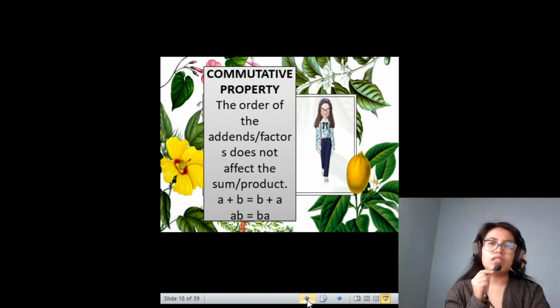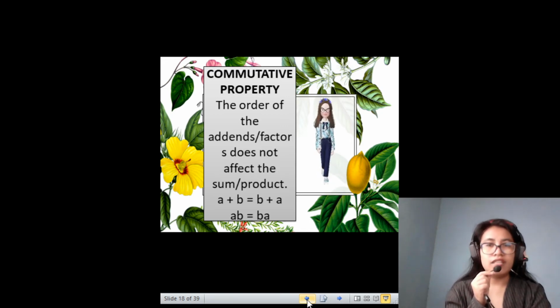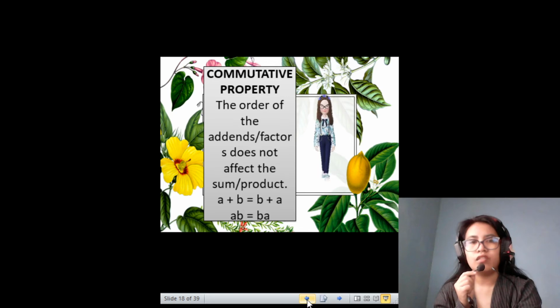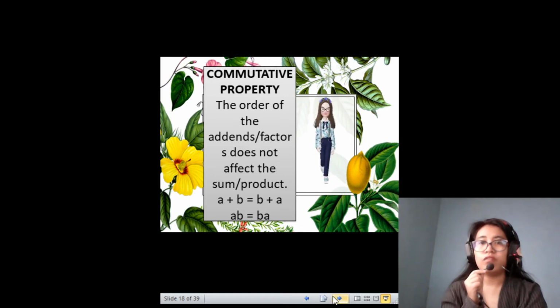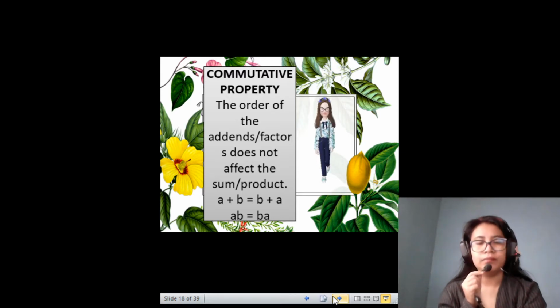But if I use it in subtraction and division, it will not be applicable. Why? Because 1 minus 2 is not equal to 2 minus 1. The same goes for 4 divided by 1: it is not equal to 1 divided by 4. That's why this property is only for addition and multiplication.